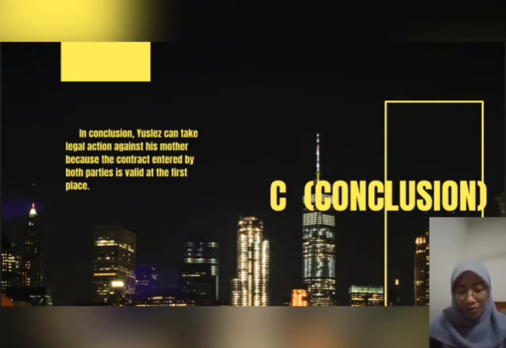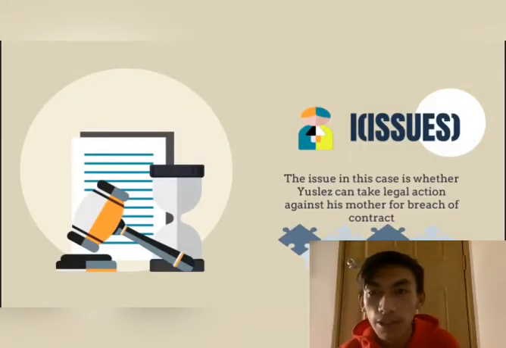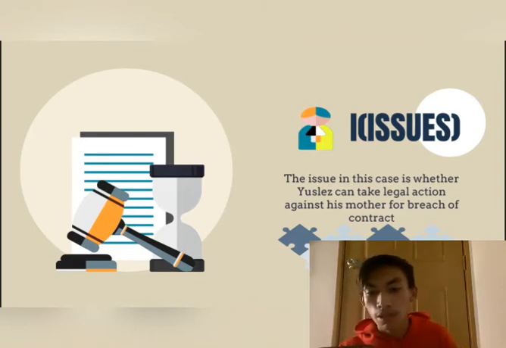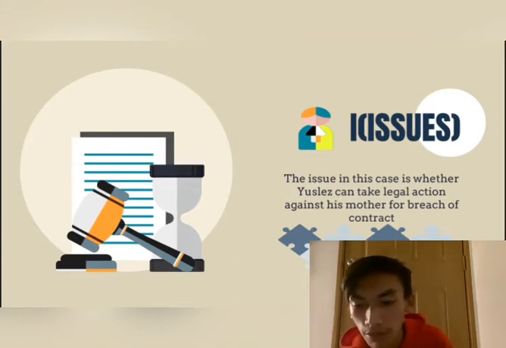So, both Useless and Madam Useful made an agreement which is a valid one. The contract became valid because they entered the agreement as an offeror, which is Madam Useful, and an offeree, which is Useless. Okay, the second is intention to create legal relations. In this scenario, the issue is whether Useless can take legal action against his mother for failing to perform her obligation to him.